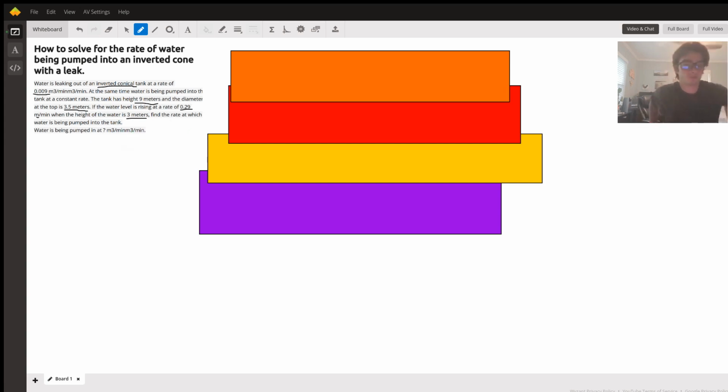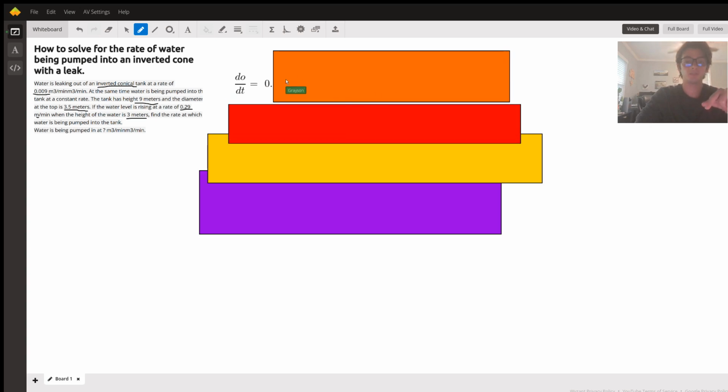Okay, so first, what it wants us to find is simply, at this height, 3 meters, what is the rate at which water is being pumped into the tank? So let's first find what it tells us. It first tells us what the dV out/dt is, the rate at which it is flowing out, which is 0.009 meters cubed per minute.